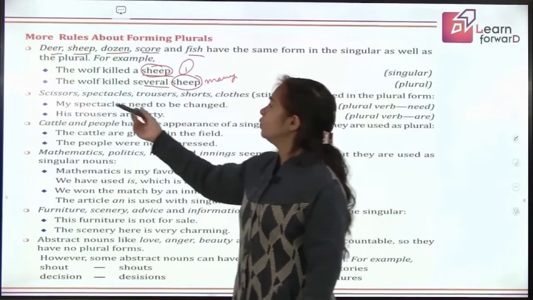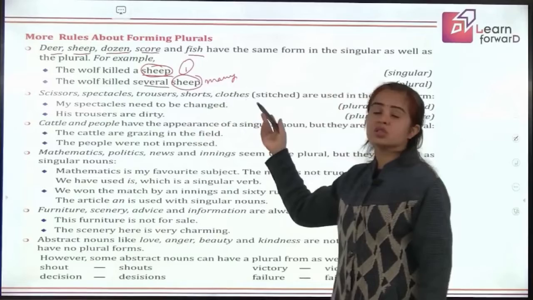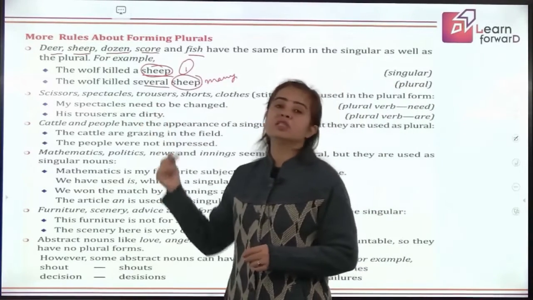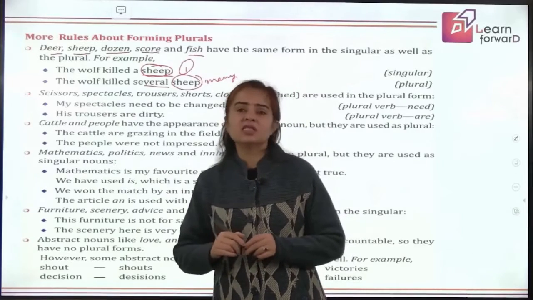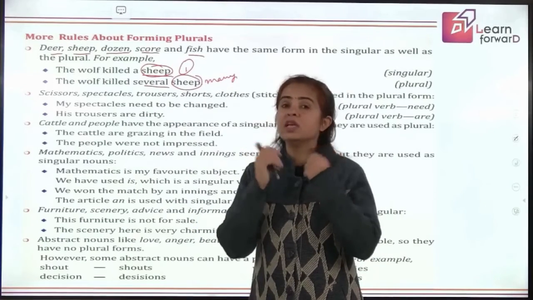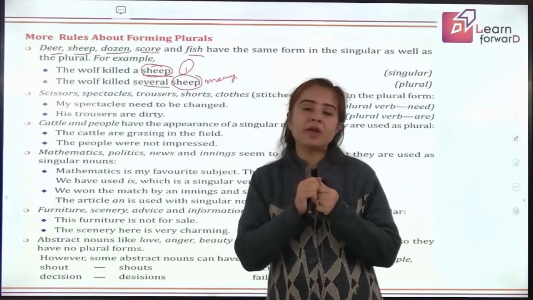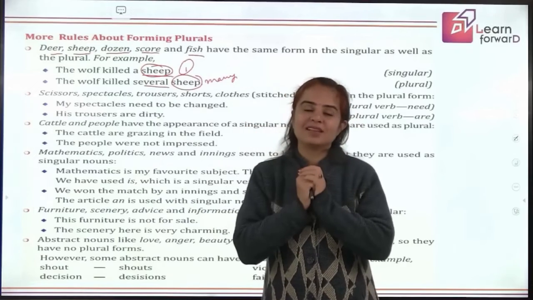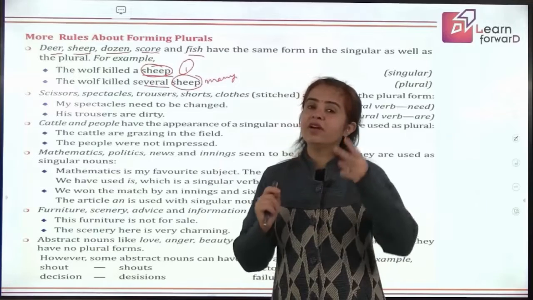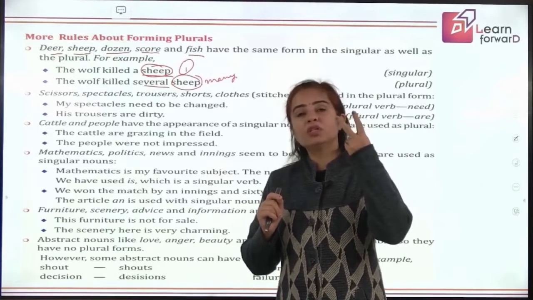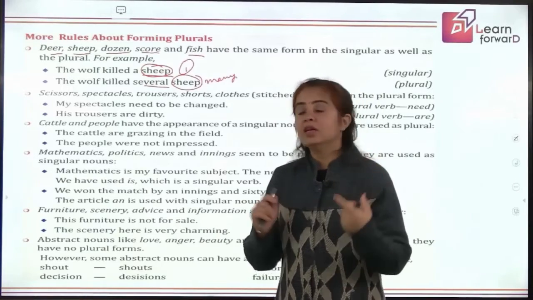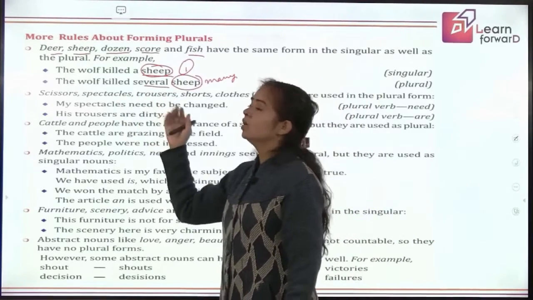Then there are a few words, scissors, spectacles, trousers, shorts, clothes, that we always use in plural. We do not say scissor, we do not say spectacle. And what is the reason behind it? Because these are things that we always use in pairs. If I talk about spectacles, I use both the glasses together, because if I use only one, that becomes a lens. If I talk about scissors, I use both the blades together. Otherwise, one is just a blade. So they are always used in plural.